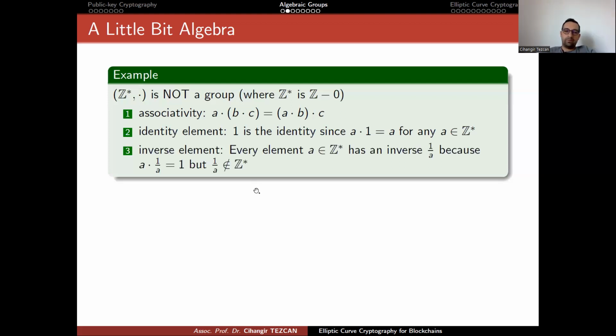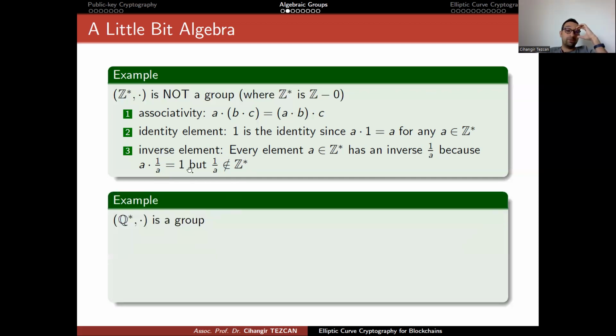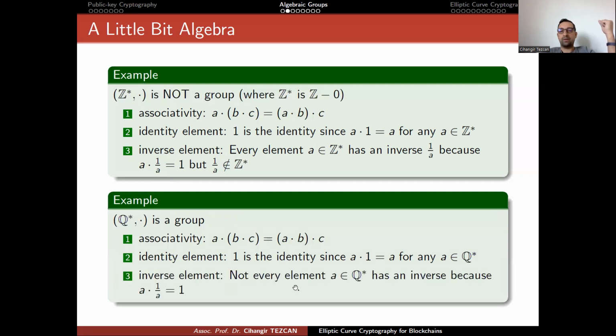But we don't have inverse elements. Not every element A in Z star has an inverse, because in order to multiply A with something and obtain 1, this something should be 1 over A. But 1 over A most of the time is not an integer, so it is not in this set. So Z star with multiplication is not a group. But as you can guess, this is a rational number. So if we think about rational numbers with multiplication, then this is a group, because now every element has an inverse. Okay, so a very basic definition, a group, but they are very useful.